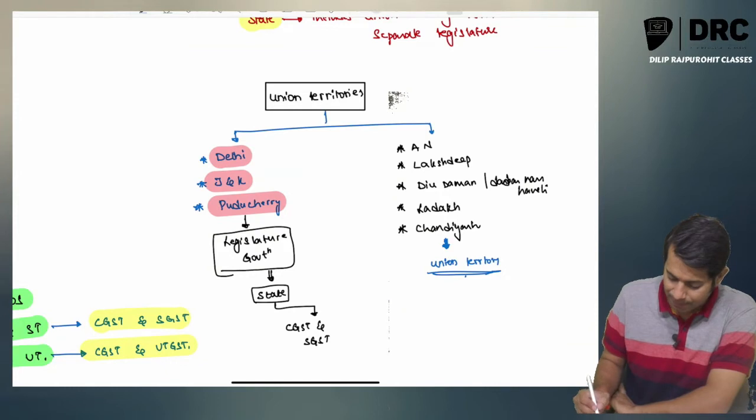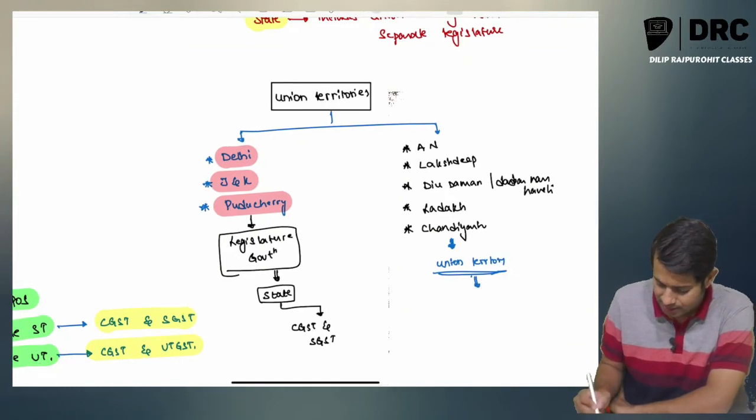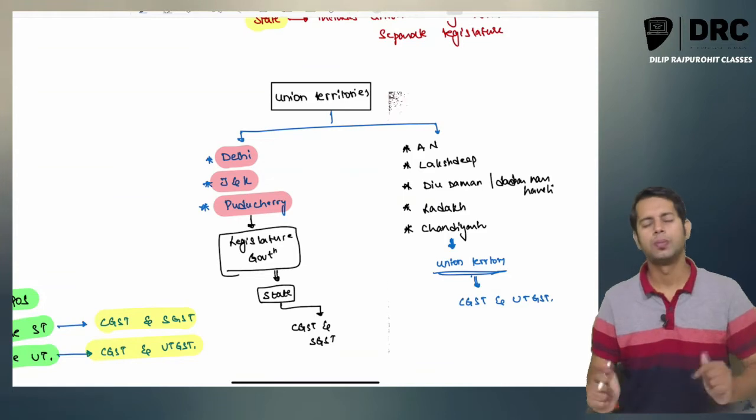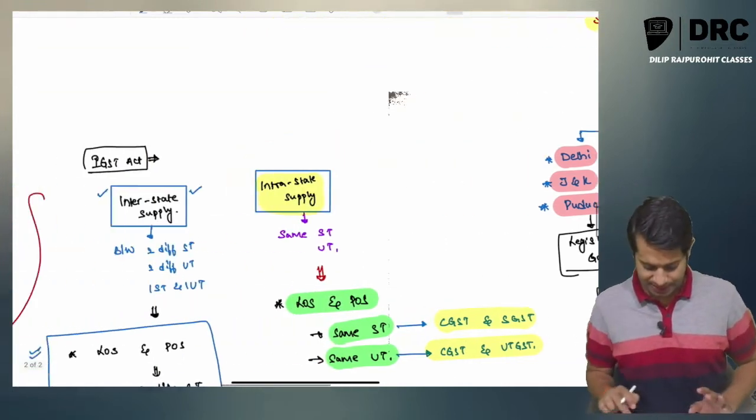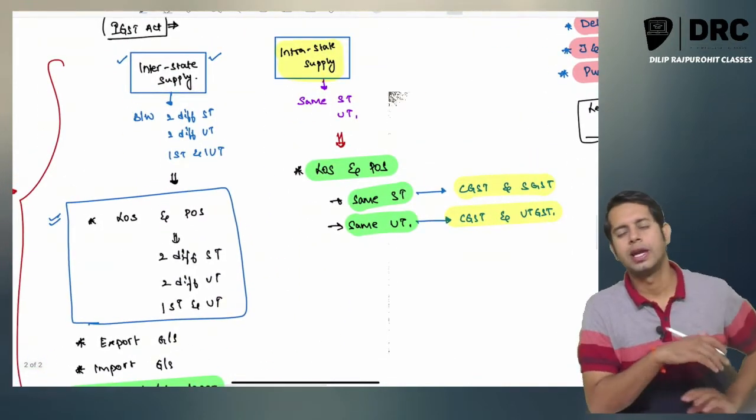Sir, what if I make a supply within Ladakh? Then I have to pay a tax called CGST and UTGST. Now, I'll repeat once. Please understand this carefully. I'll repeat everything once again.